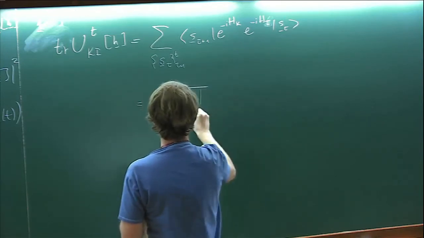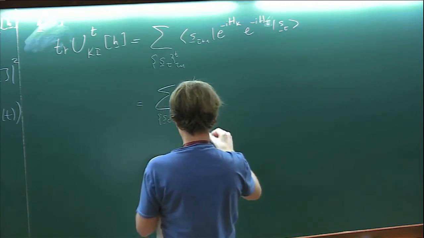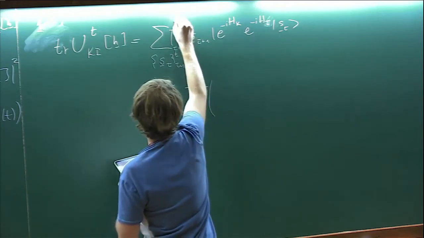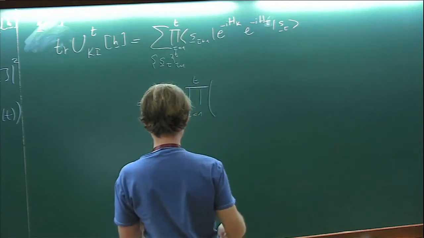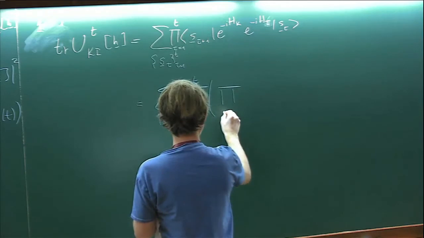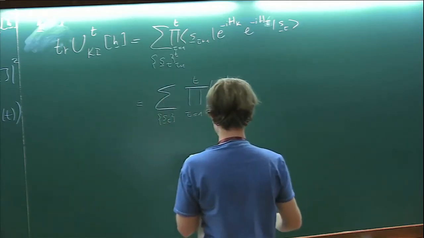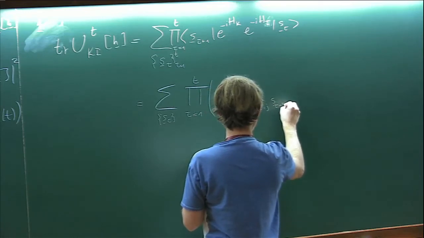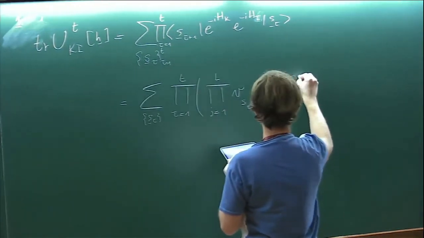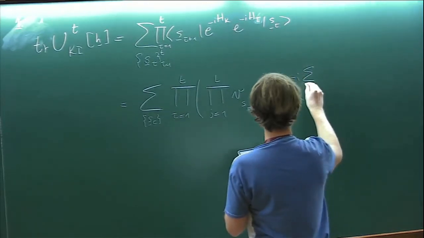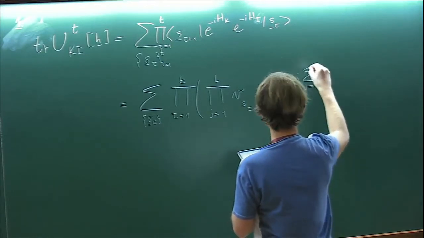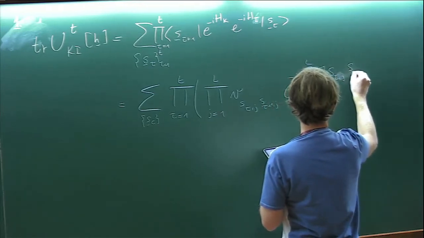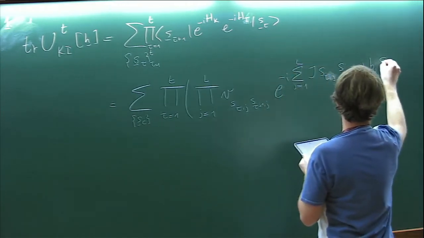So this is a product over, maybe I forgot also the product sign here. There are the terms here. Each term is still a product over spatial index j from 1 to L. Now this is V(S_{tau,j}, S_{tau+1,j}), and then e to the minus i sum over j from 1 to L of J S_{tau,j} S_{tau,j+1} plus h_j S_{tau,j}.